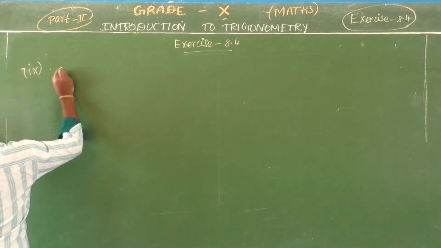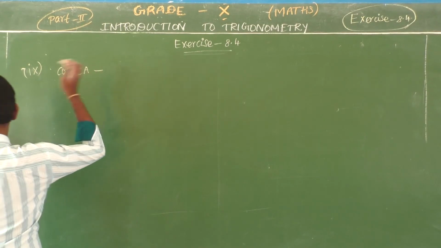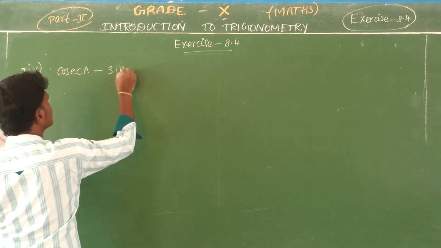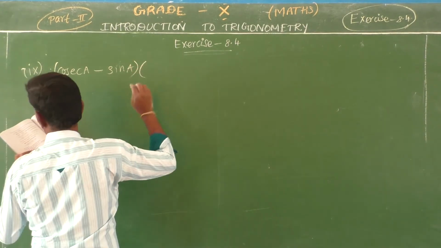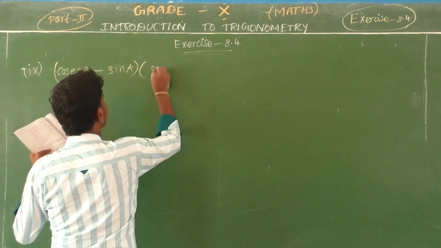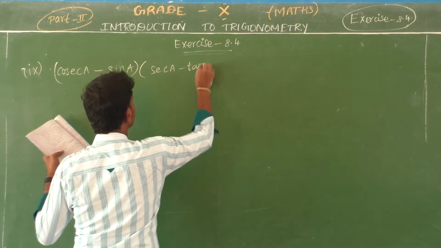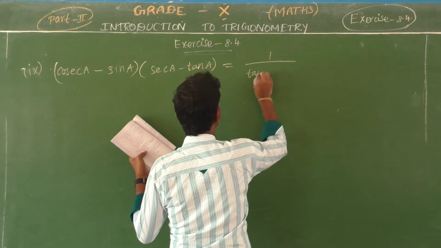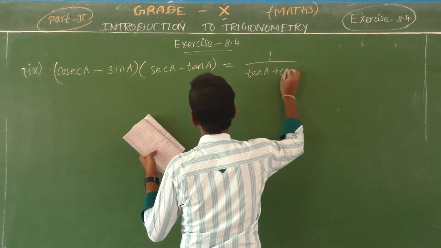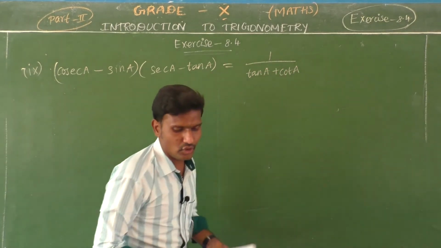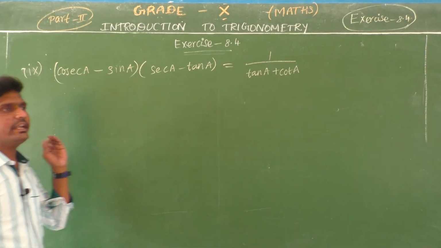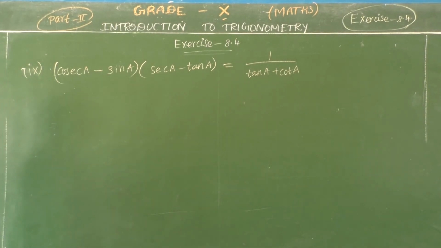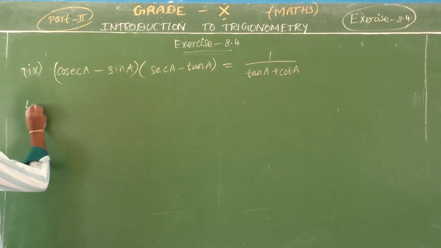9th question is (cosecant A minus sin A) into (secant A minus tan A), which is equal to 1 by (tan A plus cot A). So this question also, you have to take the left side individually and the right side individually. You have to prove from the left side and the right side. We have to show both are equal. Okay, now take the left side.